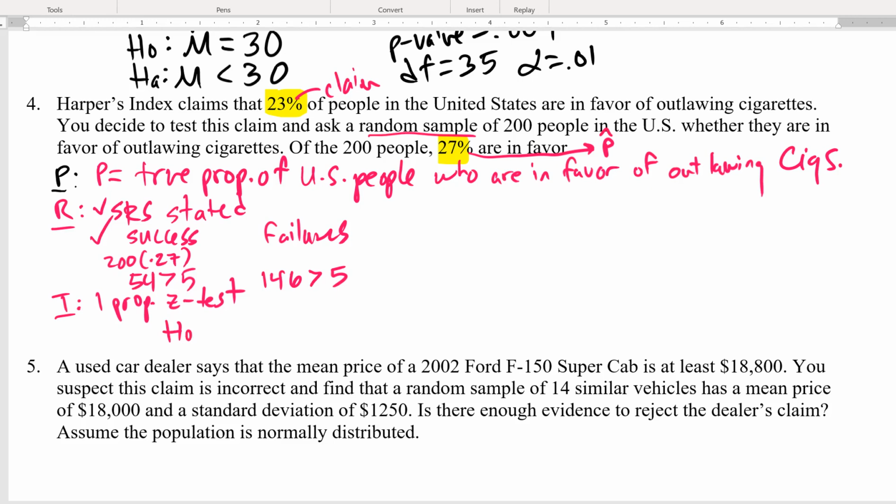I need a hypothesis, not mu. P is equal to the claim. Alternatively, P is, well, what did they say? Decide to test the claim, whether they are in favor. I would argue that this doesn't make a claim. I don't see greater than or less than. So if there's no greater than or less than implied, do a not equal to. Two-tail test. That should be enough to run this test.